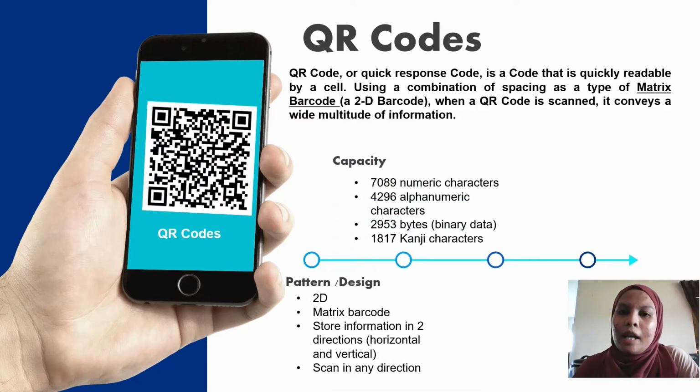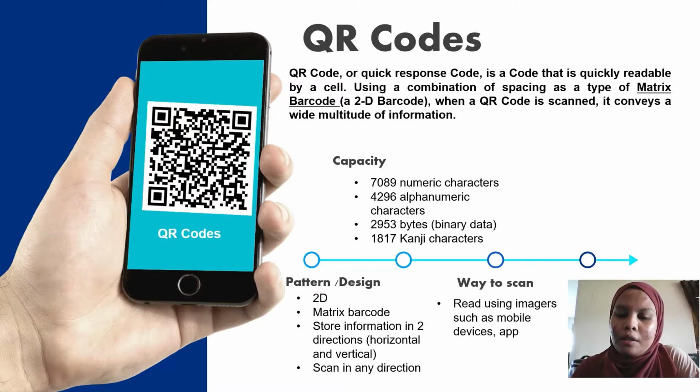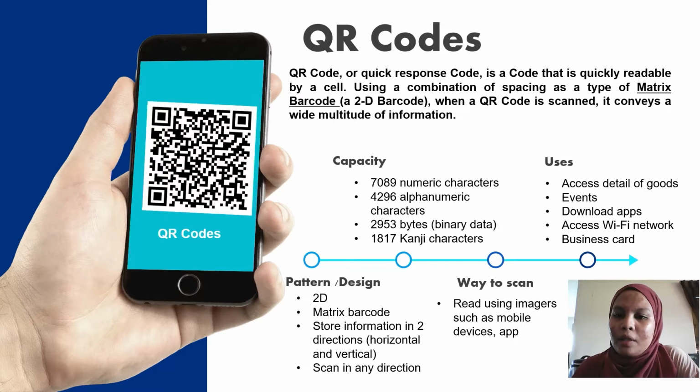The second is capacity. QR code has 4 capacity types, and the first one is numeric characters, alphanumeric characters, byte binary data, and kanji characters. And way to use is to read using image such as mobile device app. And the last one is users. QR code used for access detail of goods, event, download apps, access Wi-Fi network, and business card.